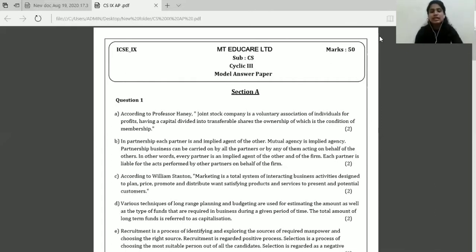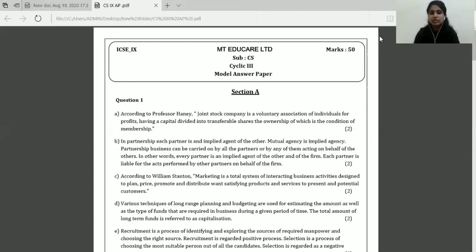Now, section B comprised of 3 main questions. Each of these 3 main questions had 2 sub-questions under them, each of 5 marks weightage. So the total weightage from section B was equivalent to 30 marks, which together comprise your 50 marks commercial studies paper. Now students, let's start solving the paper.